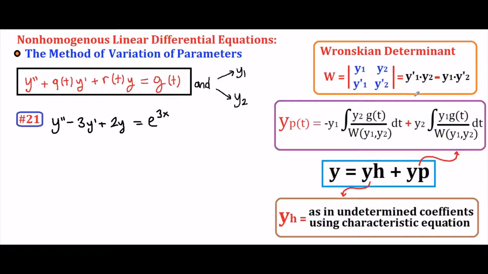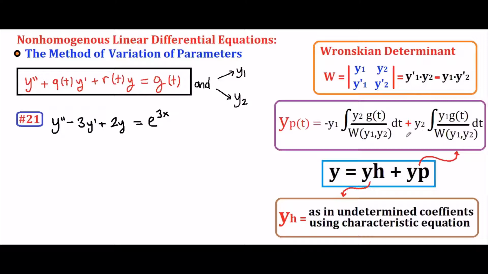We're going to need the Wronskian determinant, and we need to find the particular part using this formula. I'm not going to show how we derive this formula because the purpose of this video is to use this practically. So I might make a separate video about how we derive this formula.